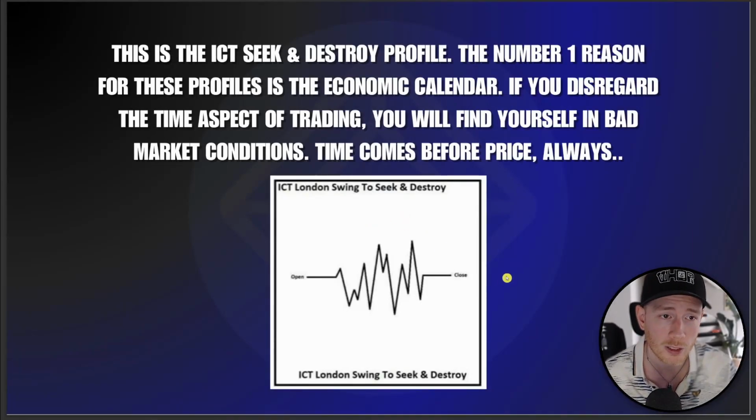And the number one reason, like I stated earlier as well, is that the economic calendar has so much to do with this. So think about when there's a bank holiday, when there is a massive range the previous day, and then price needs to consolidate to build up orders as well. That's also when it can consolidate. Always look at the economic calendar as your roadmap for when to trade or when not to trade. If you do not take time into account, you will not be trading in the best market conditions possible. Time comes before price always.